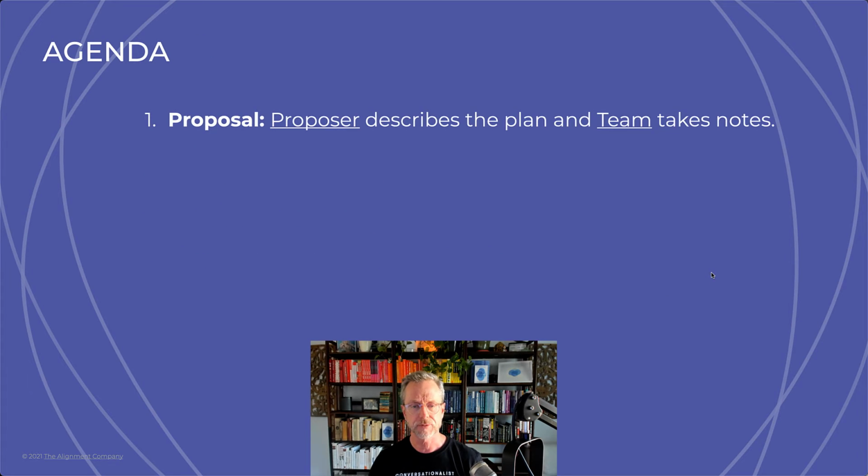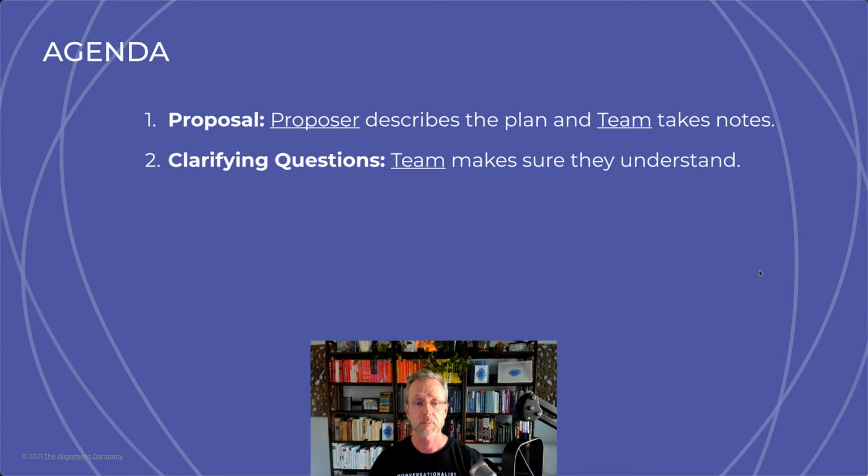The agenda is pretty straightforward. Again, this is the integrative decision making agenda, or we also call it consent-based decision making. You might have heard about it in Holacracy in their governance meetings. And I've also written an article about this that I'll link to here so you can take it with you, but this is that process. So the agenda is: 1, we have a proposal where the proposer simply describes the plan and the team takes notes. It's one-way communication.